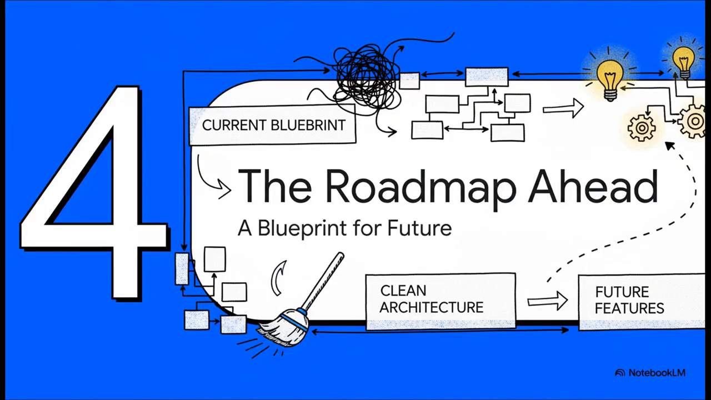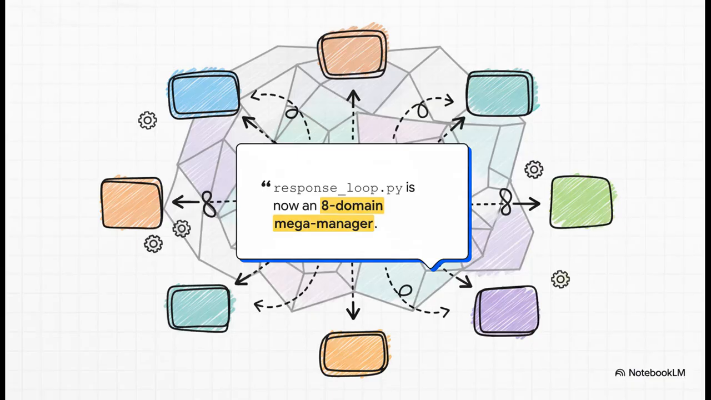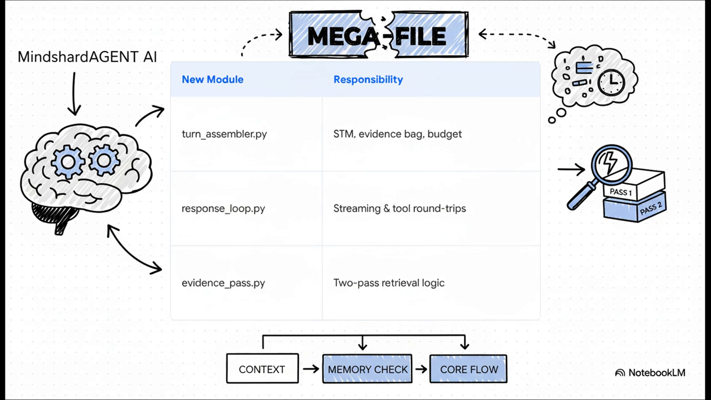We've seen the blueprint for today, but what about tomorrow? Well, the roadmap shows a really clear priority. Before they start adding a bunch of new features, the developers are focused on cleaning up and refining the architecture that's already there. And you have to love the honesty in this quote from the roadmap. They say, ResponseLoop.py is now an 8-domain mega manager. They know that one single file has just grown way too big and is trying to do too many jobs at once, and that's just not a good way to build software for the long run. So the number one priority is to fix it.